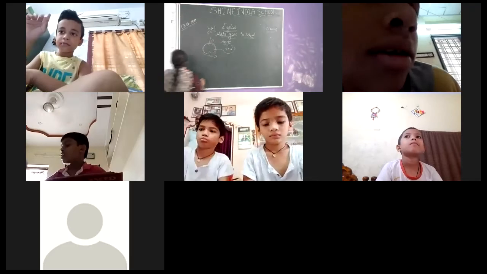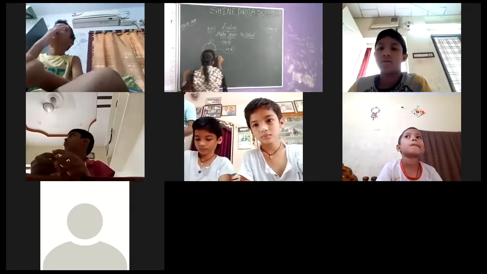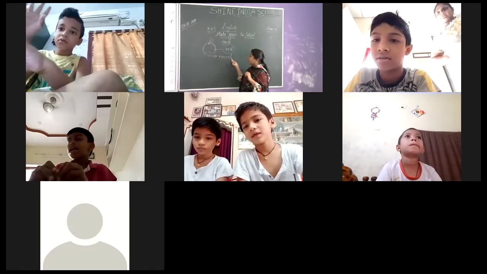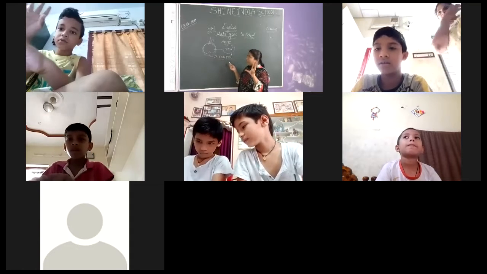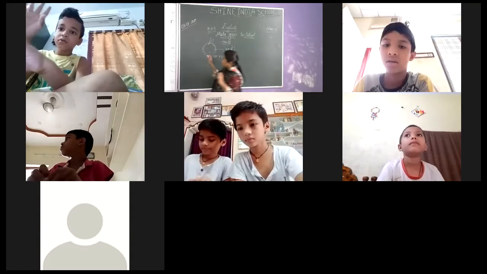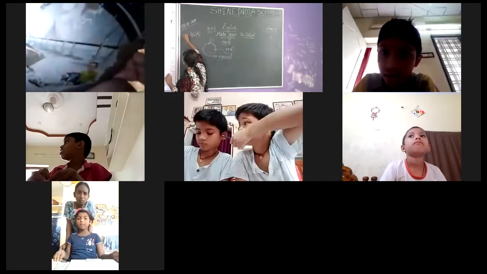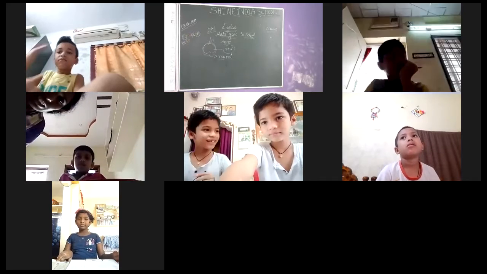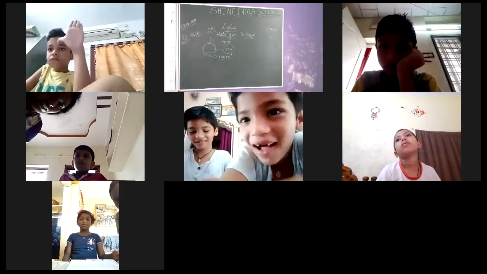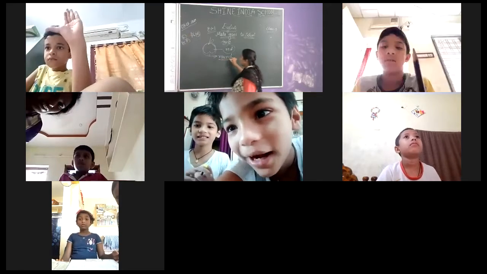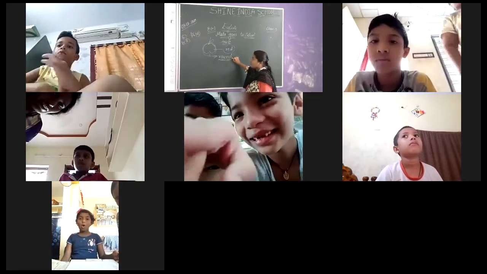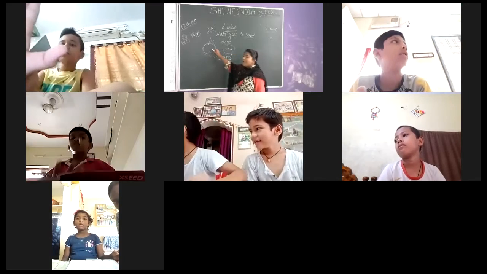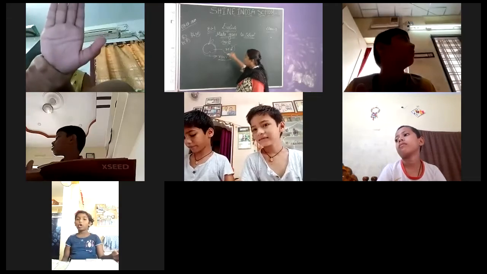Round. You should say round. Round. Circle. Okay, okay. So, what is this, children? Round. So, how does the apple look? Red color. Round.